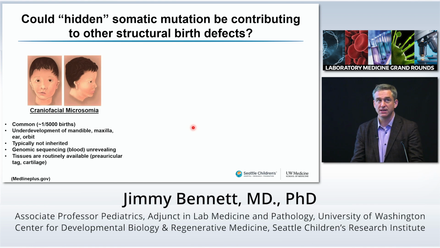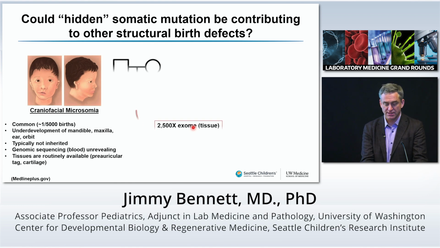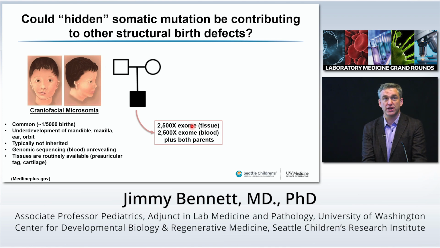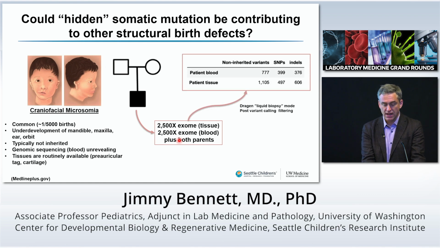That's not usually the case. And it's also a disorder for which we have a very strong clinical group at Seattle Children's, and it's a disorder for which tissue is available. And so what we've done is we've taken a trio, an individual with craniofacial microsomia, and we've done very high coverage exome sequencing on tissue from this individual, preauricular tag, which is a fleshy bit of tissue in front of the ear that's frequently seen in these individuals, as well as high depth exome sequencing on this patient's blood, as well as both parents. And then we're generating candidates for looking for non-inherited variants that are specific to the patient's tissue and specific to the patient's blood.